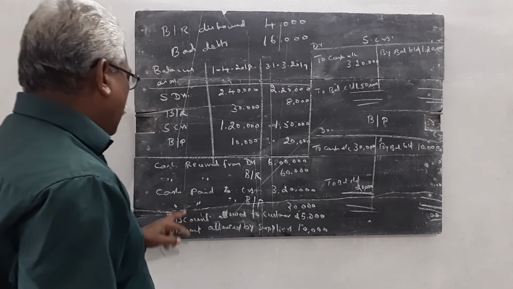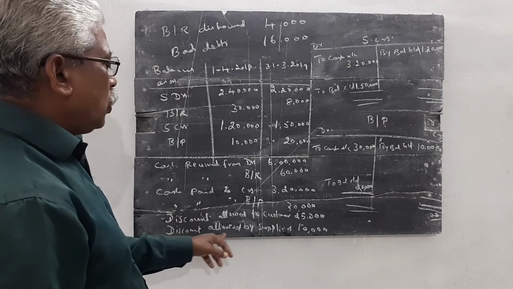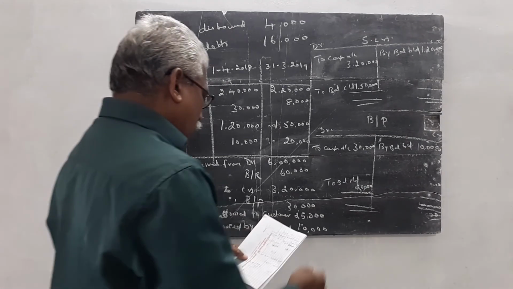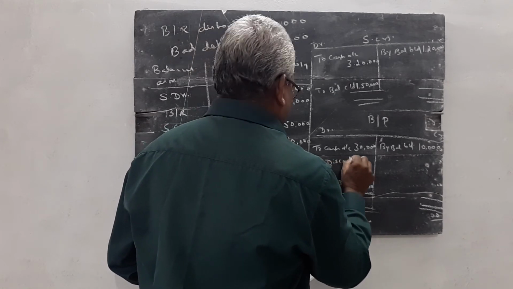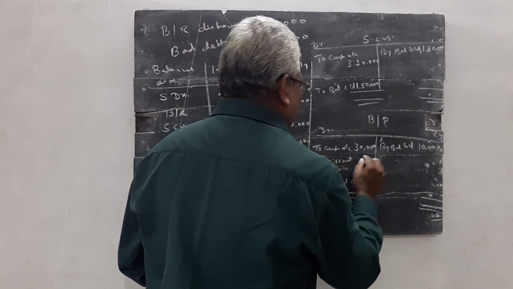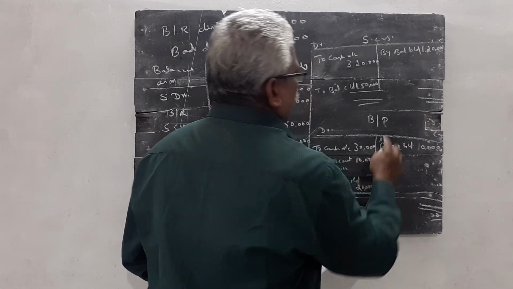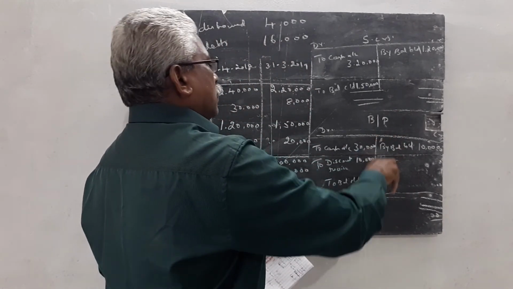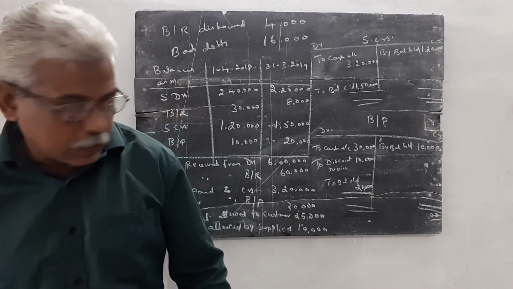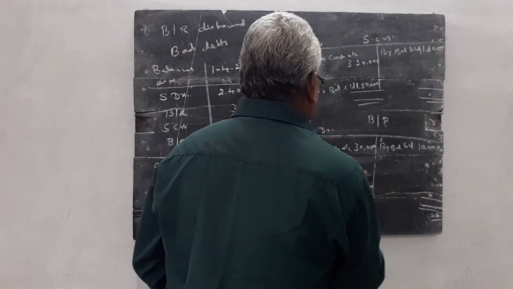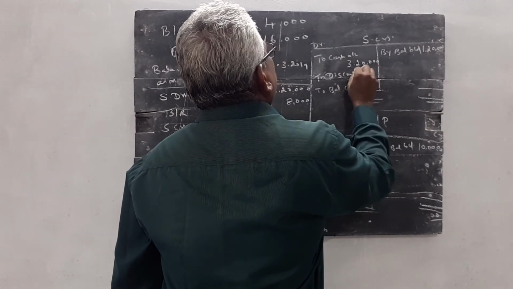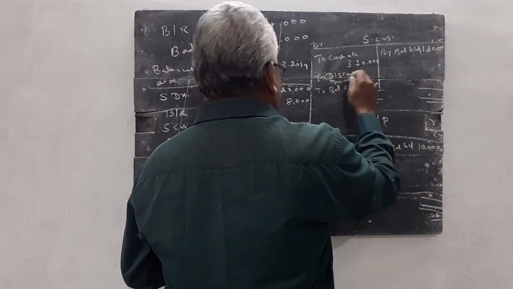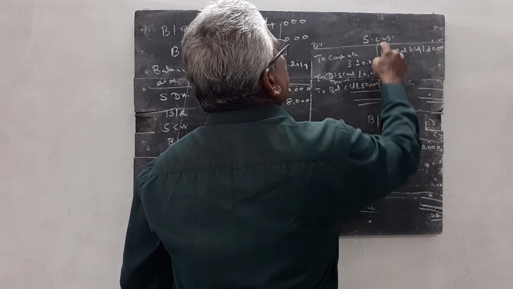Then here one more mention, discount allowed by supplier. That means discount received, 10,000 is entered here. First we close the bills payable account. This discount received is not entered in the bills payable, it is entered in the sundry creditors account. Sorry, discount received 10,000 is entered in the sundry creditors account.